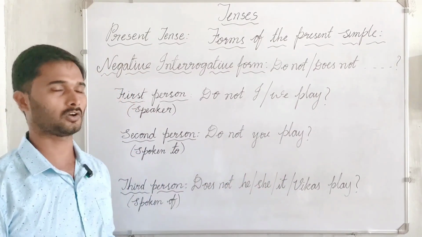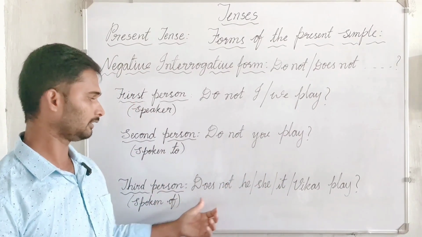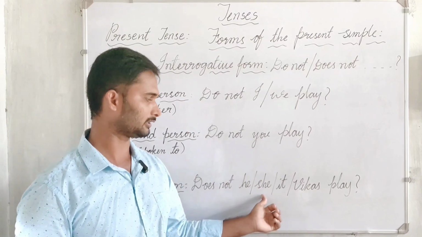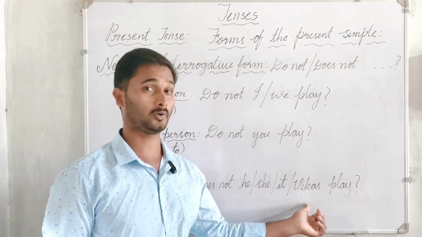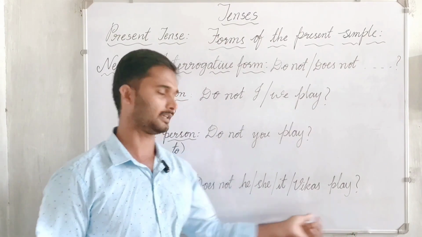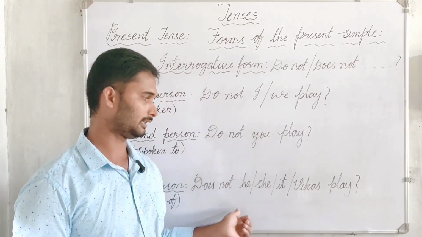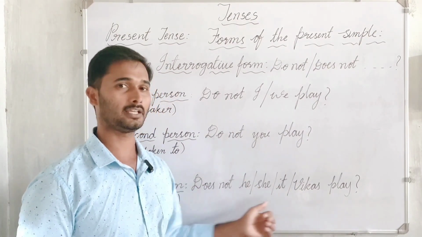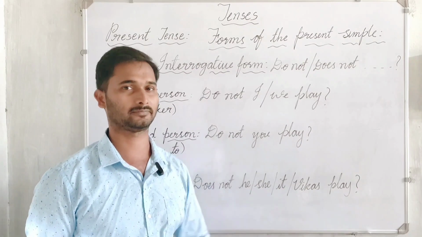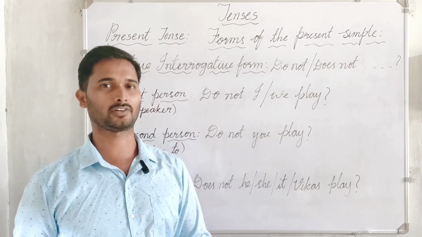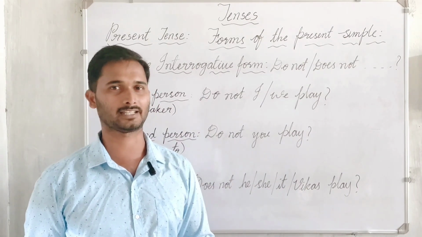The short forms we call contractions. Third person, doesn't he or she or it or any proper noun, Vikas, play. Doesn't he play? Doesn't she play? Or doesn't it play? Or doesn't Vikas play? These are the negative interrogative forms of the present indefinite tense.